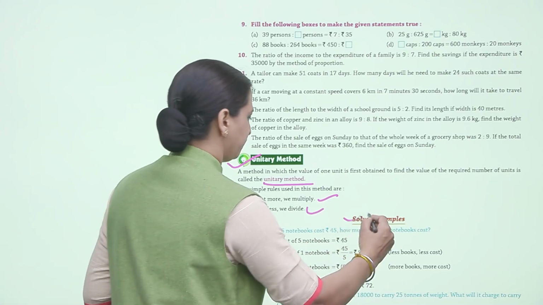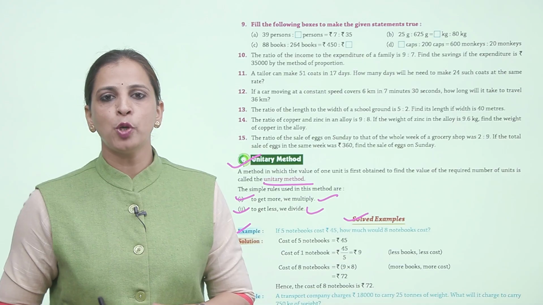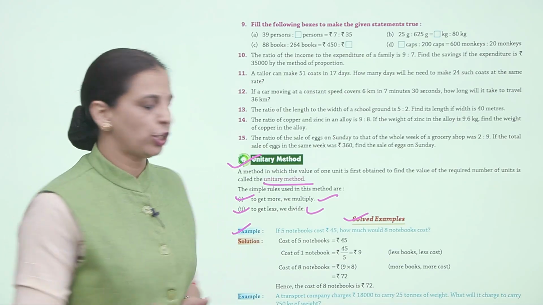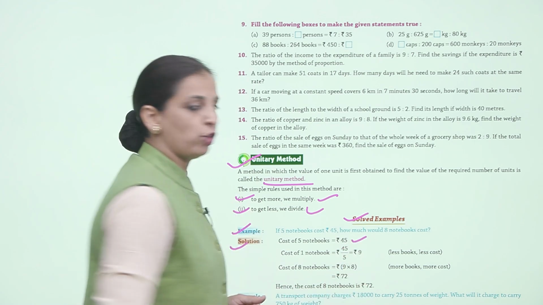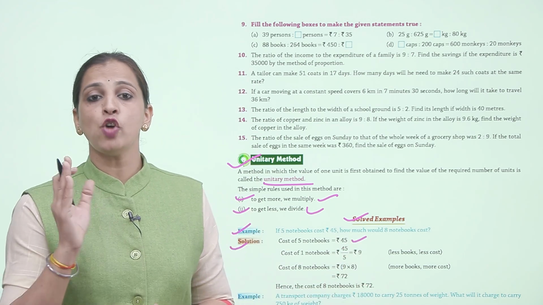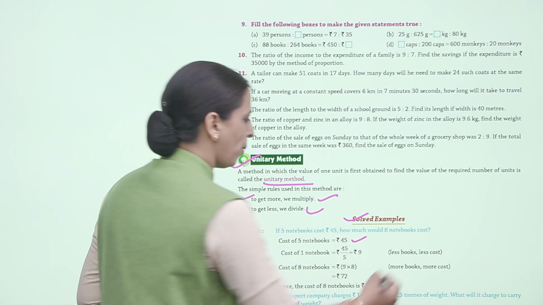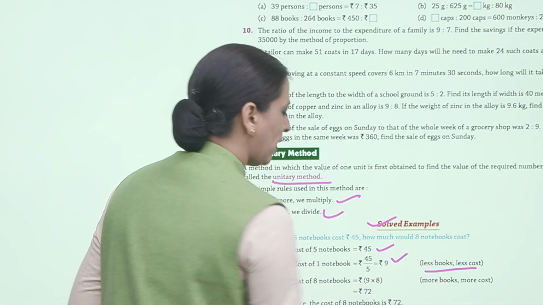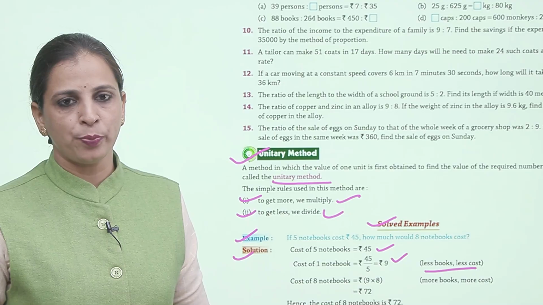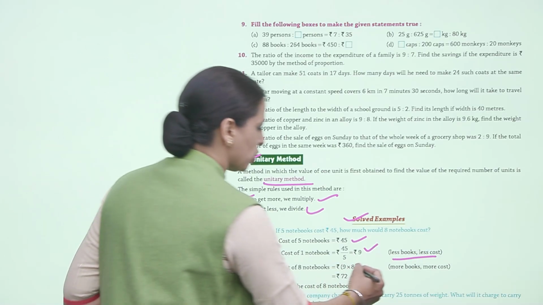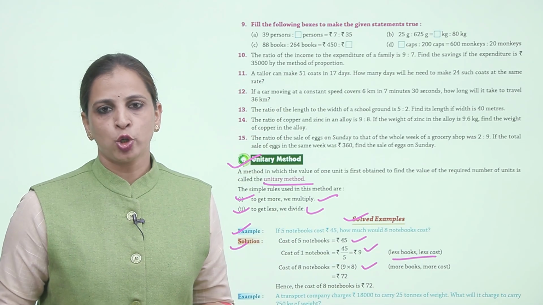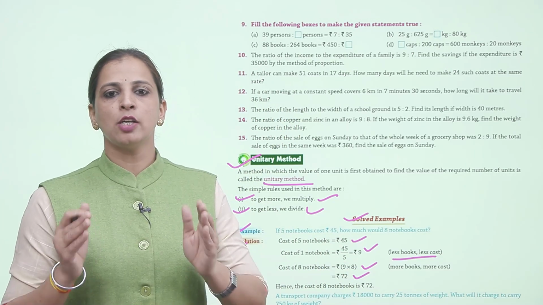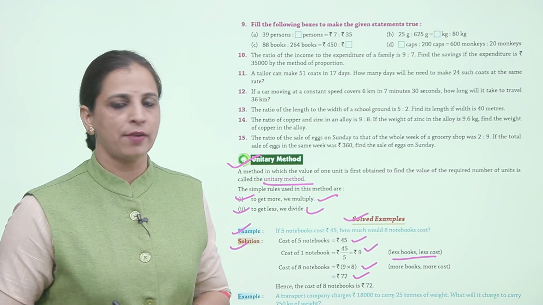Examples करते हैं. If 5 notebooks cost ₹45, how much would 8 notebooks cost? Solution करते हैं. हमें दे रखा है cost of 5 notebooks, that is 45 rupees. Cost of 1 notebook पता करनी है, तो हमें क्या करना पड़ेगा? Less books, less cost. We have to divide 45 divided by 5, that is 9 rupees. Now cost of 8 notebooks, more books, more cost. So we have to multiply. 9 into 8 is equals to 72. Hence the cost of 8 notebooks is rupees 72.